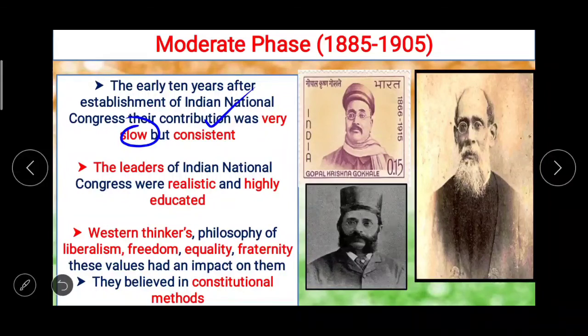The leaders of Indian National Congress were realistic. We are talking about the qualities of the leaders of Indian National Congress of that period, who were realistic and highly educated. They were aware that through organized work, a strong foundation needs to be built up. Western thinkers, philosophy, liberalism, freedom, equality, fraternity, these values had an impact on them. They believed in constitutional methods, and that's why each and every step of the leaders of Indian National Congress followed the constitutional way.